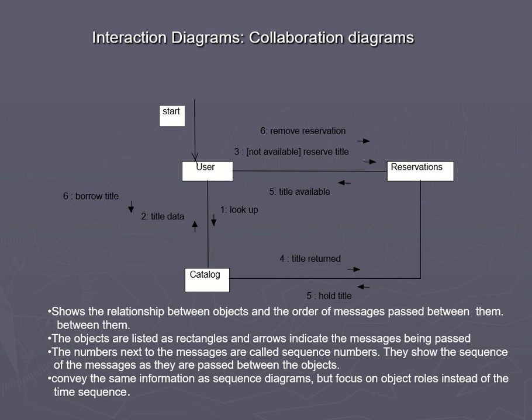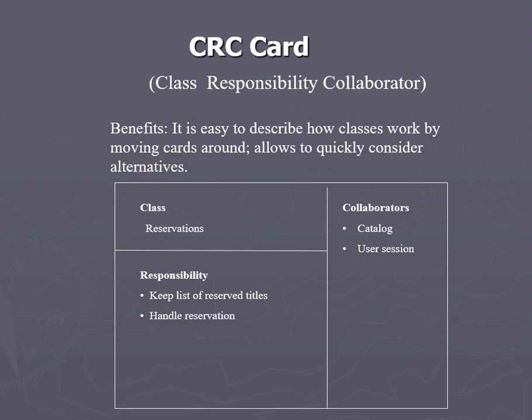Now it will start: the user goes to reservation, and the reservation looks up the catalog, and after the catalog he will take the title, return and hold the title, and he can reserve any seat. CRC card: class responsibility collaborator.